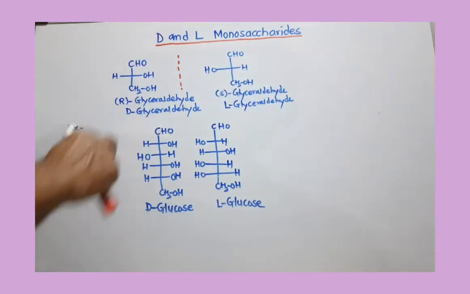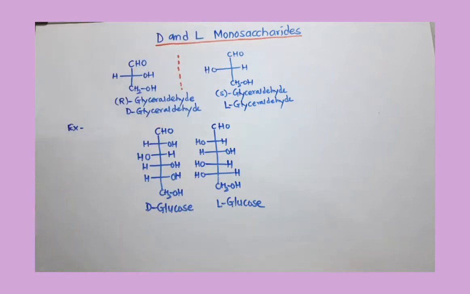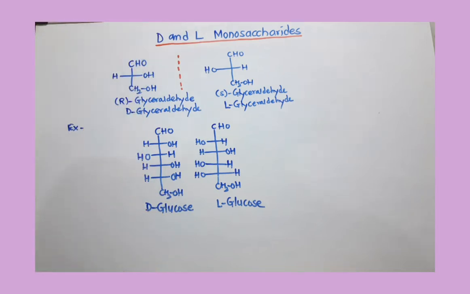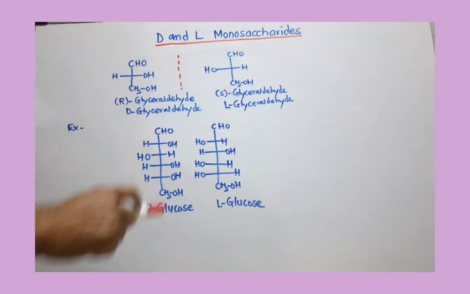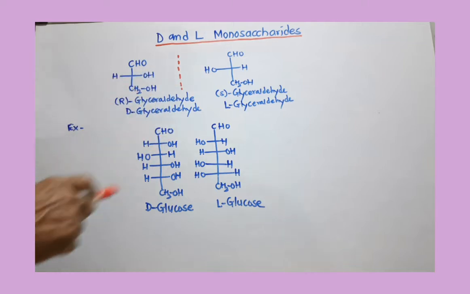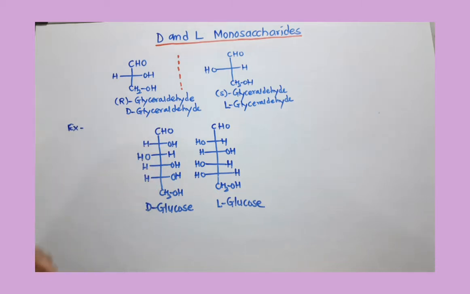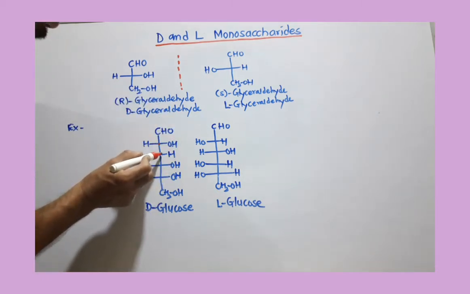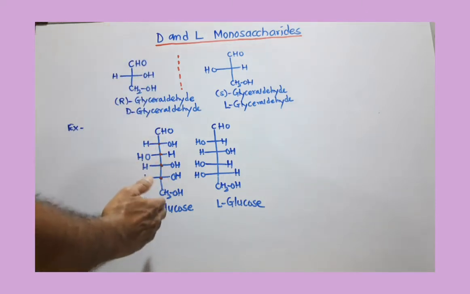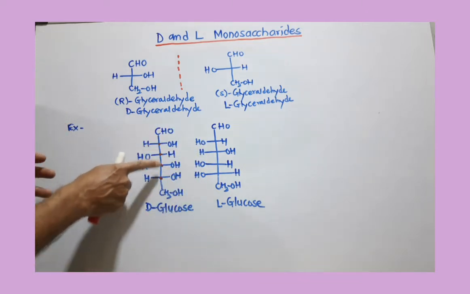Now to provide D and L letters to other monosaccharides, we have to represent that monosaccharide using Fischer projection formula. In Fischer projection formula, we draw one vertical line and other horizontal lines to represent chiral carbons. So here I have taken one example of glucose, where 6 carbon atoms are present, and you can see there are 4 chiral carbons. To represent 4 chiral carbons, we draw one vertical line and other horizontal lines. Now these are the chiral carbons.